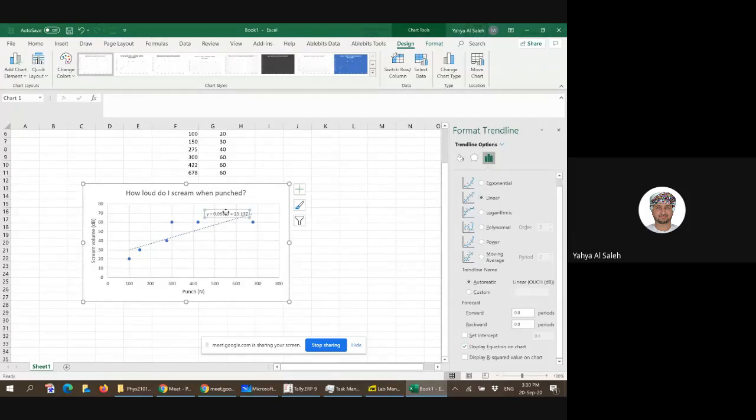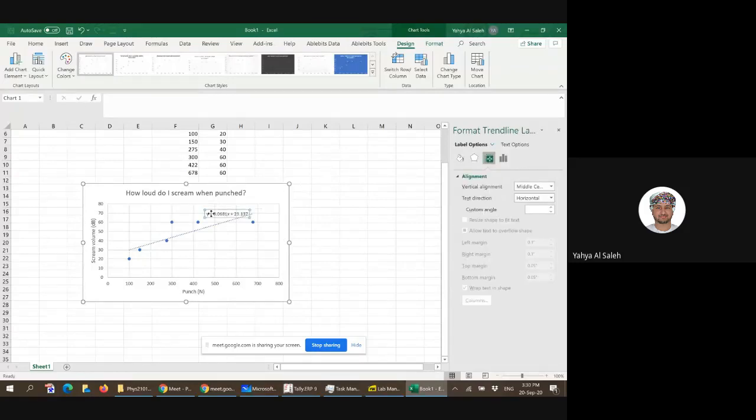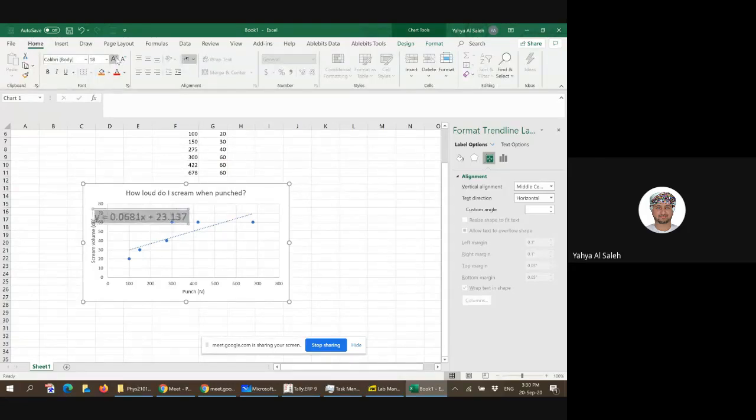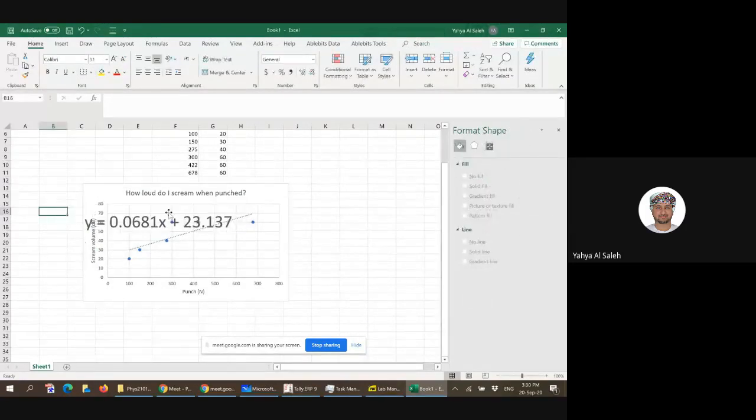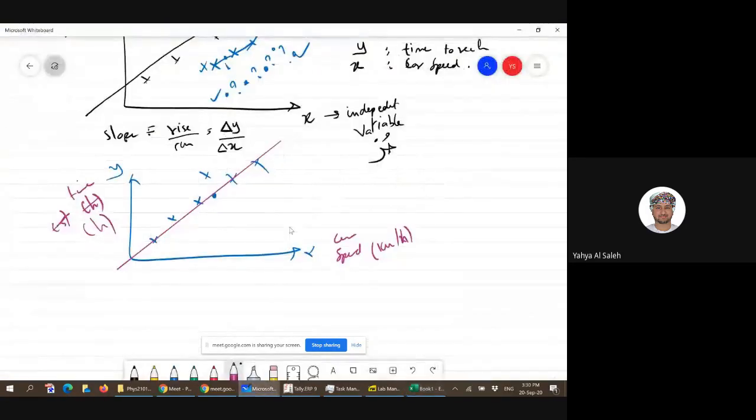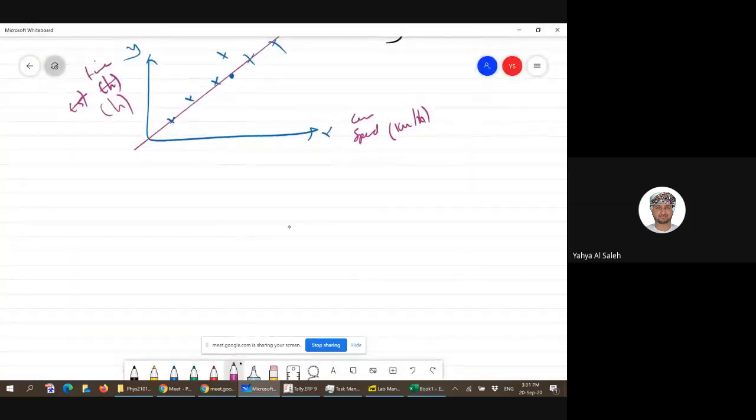Okay. When I click on this, it shows me this equation. Now I'll make it really, really big so that we can all see it. So I'll just increase the font size. There we go. And you will see it is in the format of y equals some number x plus some number. We call it the straight line equation. Y equals mx plus c.